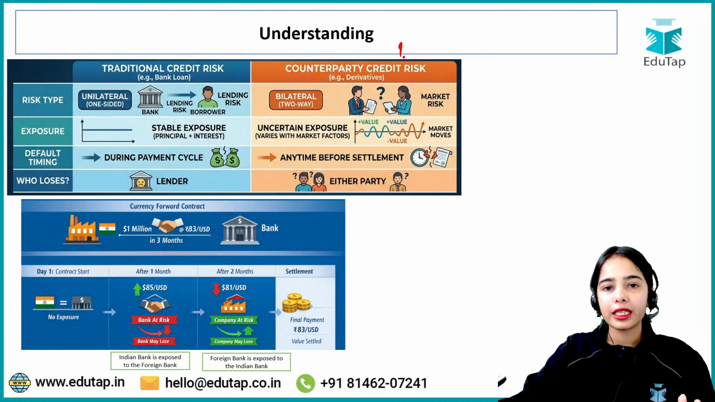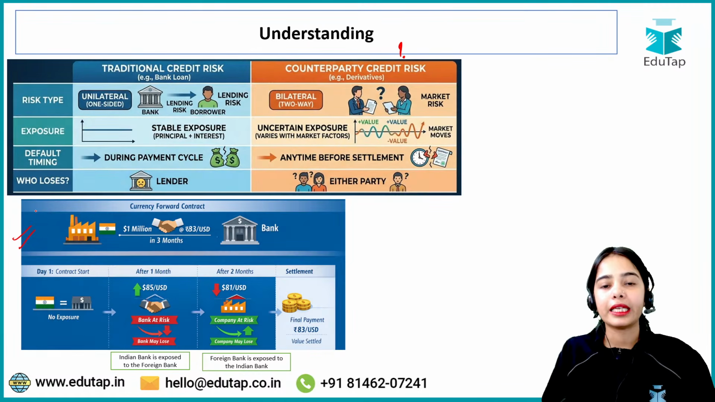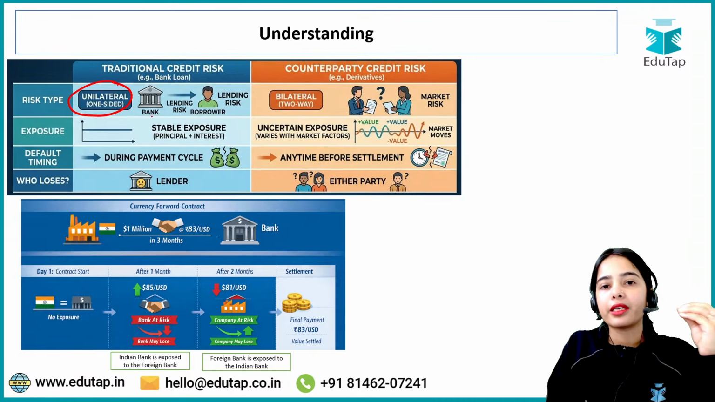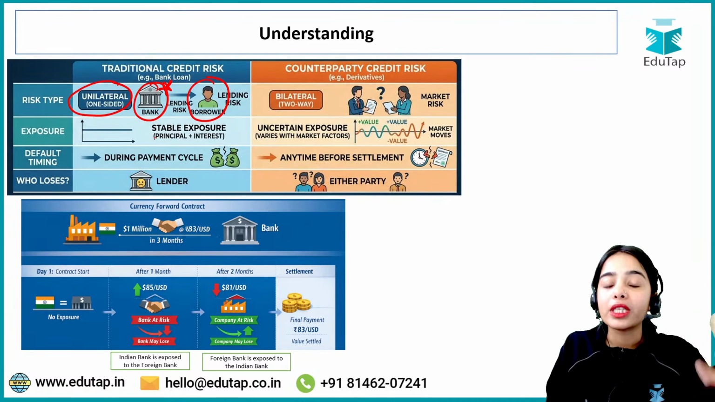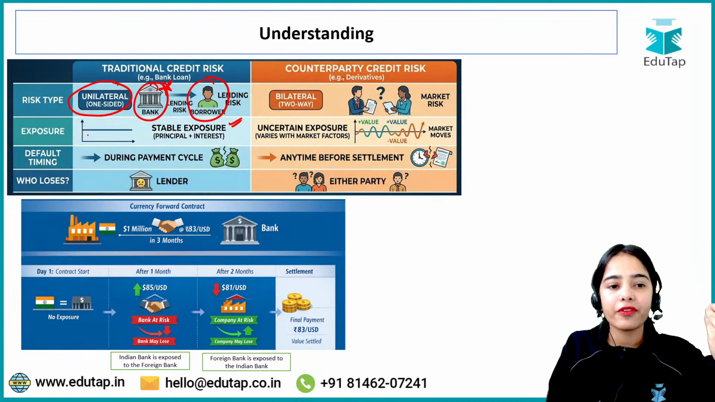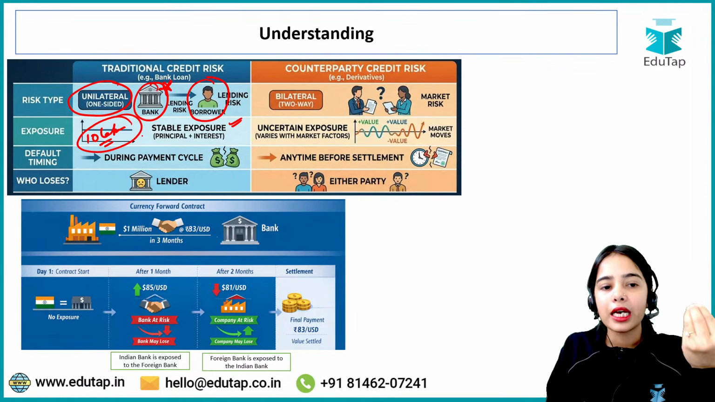Let's understand this with an example, then you will have better clarity. But this is the basic idea: traditional credit risk is a unilateral, one-sided risk. The bank is providing a loan to the borrower, so the bank has the risk. The bank knows how much the risk is; the exposure is stable. The bank has given 10 lakh rupees, so this 10 lakh rupees is the exposure of the bank. This is the asset. So who is at risk? The lender, that is the bank, is at risk.